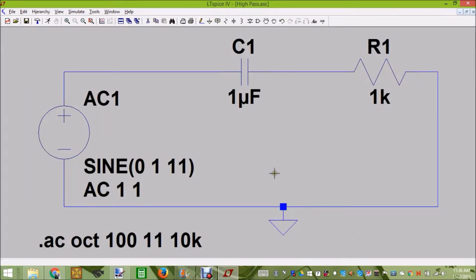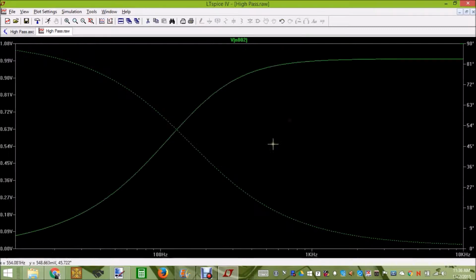Now with my high-pass filter, I have the resistor leading the capacitor, and you can see that I start out with a lower voltage, and as the frequency increases, the voltage does as well, and eventually plateaus out very close to 1 volt as the frequency tends toward infinity.